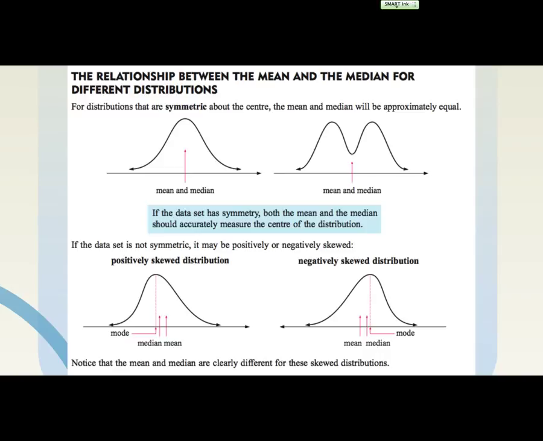Now, if it's not symmetric, if it's positively or negatively skewed, then the mean might not actually be in the center, and even the median. So it might be skewed a little bit differently. So if you've got these skews, the mean might not be the best measure. We'll take a look at that and learn that as we go as well.